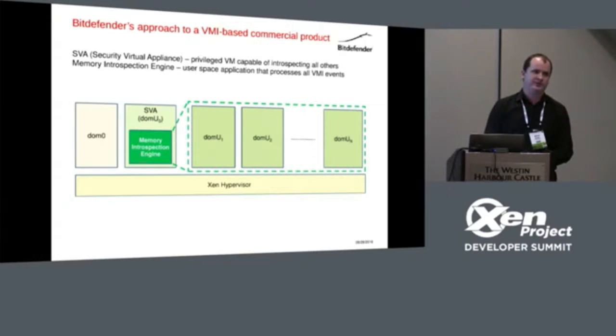The approach Bitdefender uses is with a security virtual appliance, SVA, that is, on an appliance, a single VM is dedicated to doing introspection, to analyzing all the other VMs. The introspection engine is actually a user space application. It connects to the event channel bus for receiving VM events, and it does its thing.